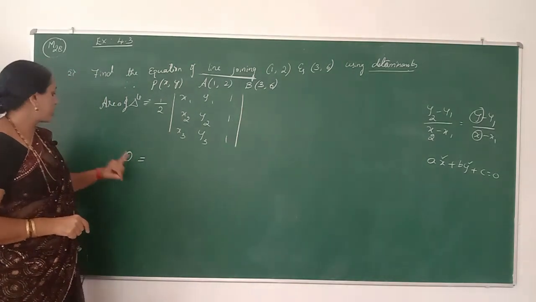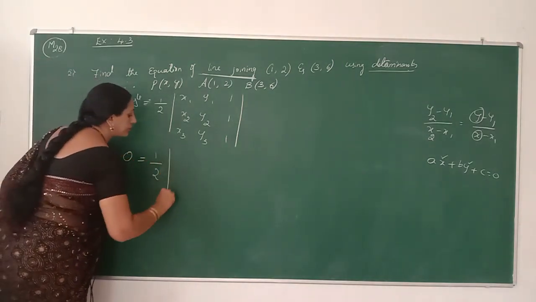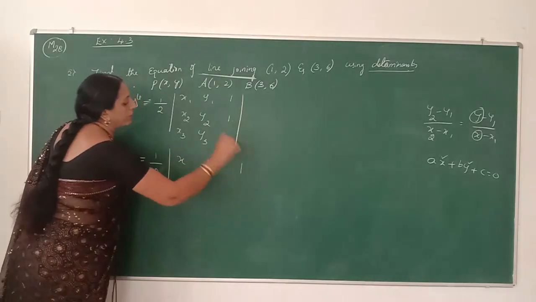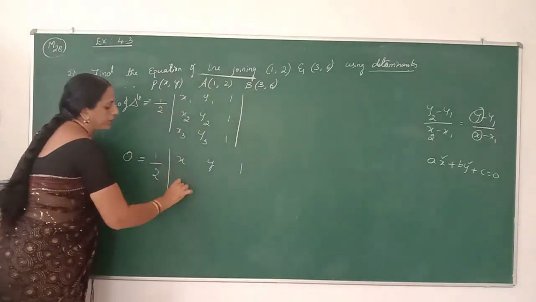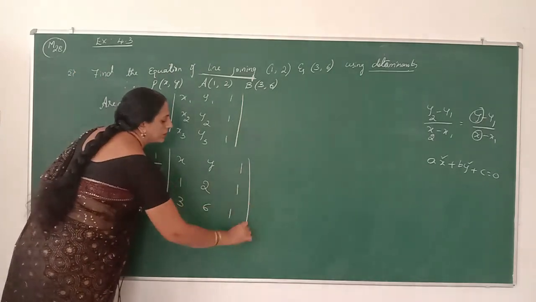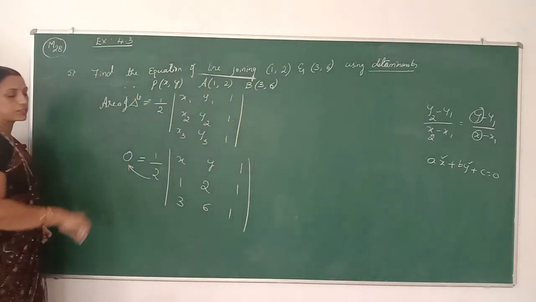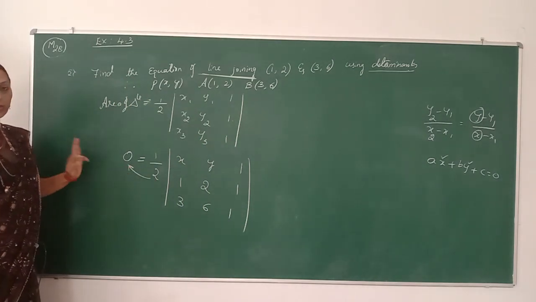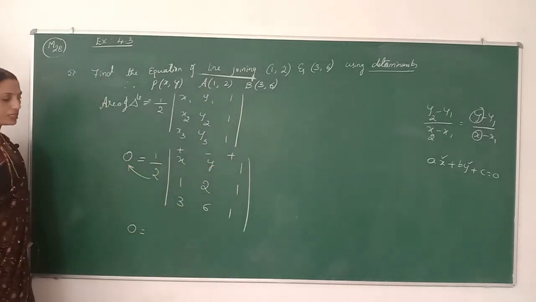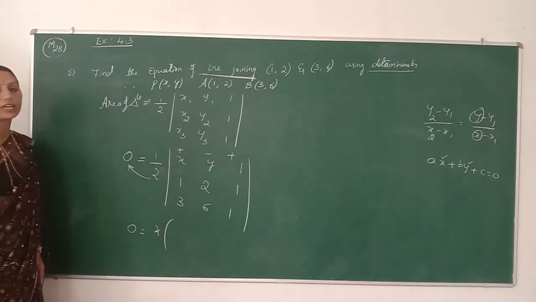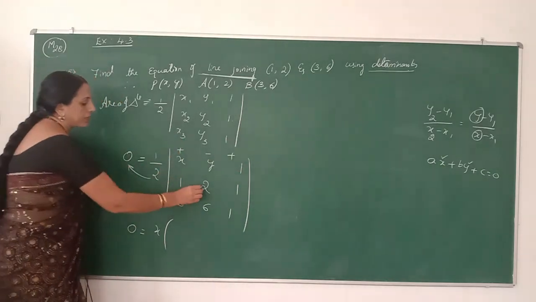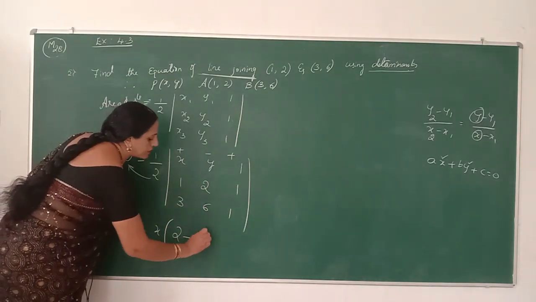So 0 is equal to half of determinant x1 y1 1, that is x comma y comma 1, and x2 y2, the next point is 1 2 1, and x3 y3, 3 6 1. Then we'll simplify. First the half gets cross multiplied, 0 into 2 is nothing but 0, equal to, it can be expanded using alternating signs, x of. Now x is an element of first row, first column, and these are neglected, and the remaining are 2 minus 6.